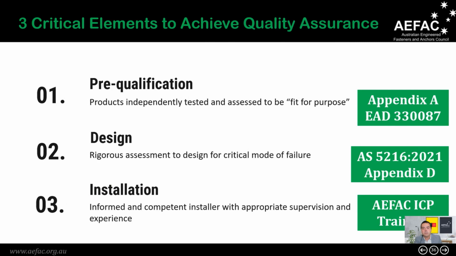Jesse already talked about this slide at the beginning. So the very important one: 3 critical elements to achieve quality assurance. The first element is the pre-qualification. The pre-qualification is done in accordance with Appendix A, and Appendix A refers to EAD 330087.